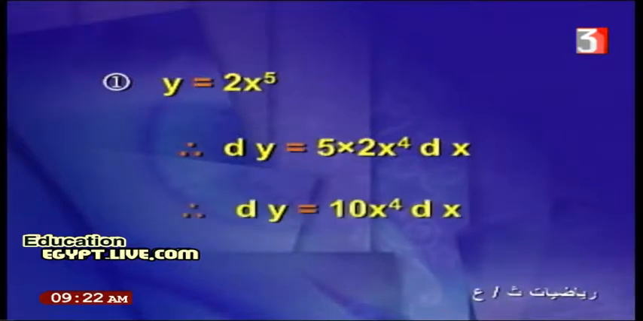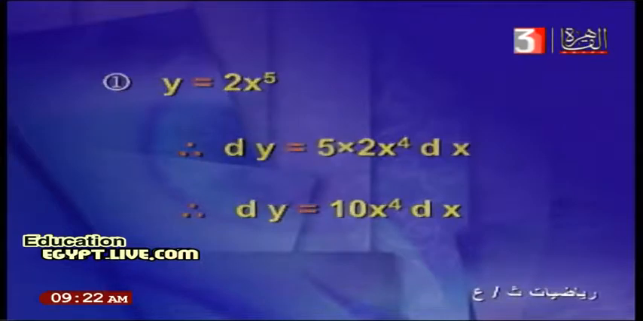Number 1, y equals 2x to the power 5. Then dy equals the differentiation of 2x power 5, which is 5 multiply 2x power 4 dx. Then dy equals 5 multiply 2, equals 10 x power 4 dx.